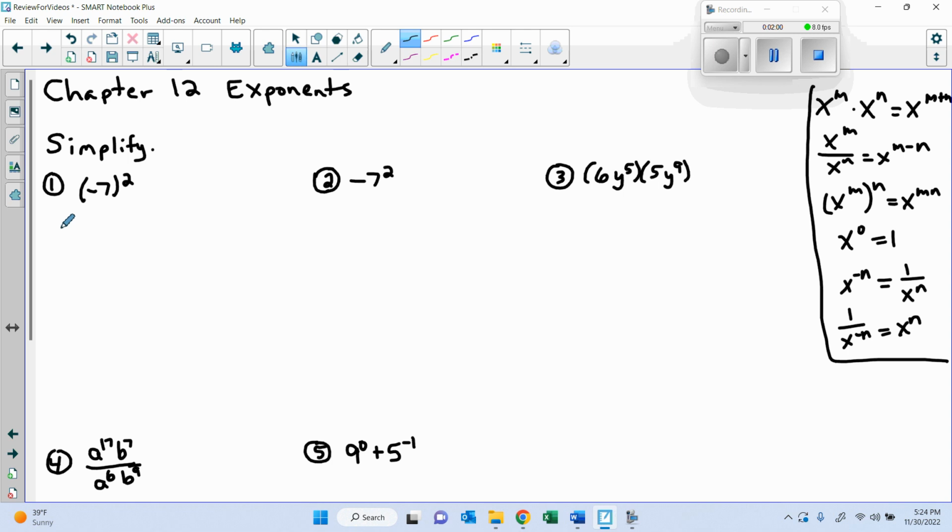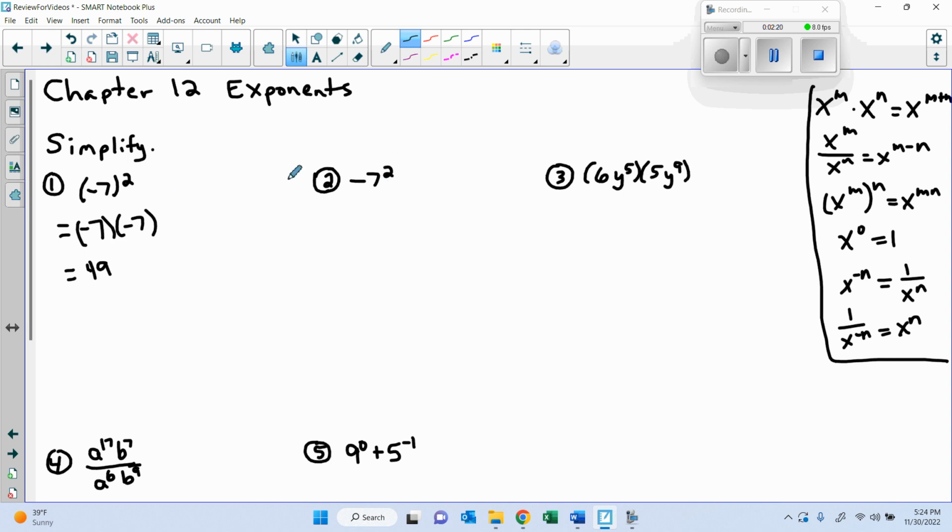So let's start with this one. We need to remember that squared means to multiply the thing, whatever it is, times itself. And that's important here because that means it's negative times negative. So that makes this positive 49.